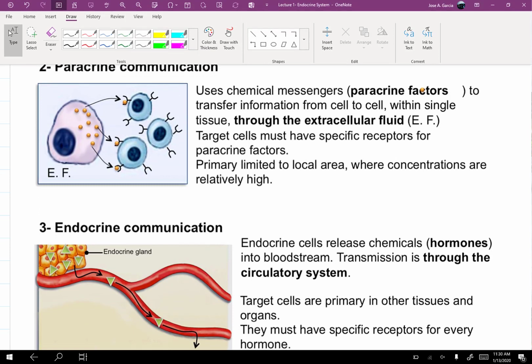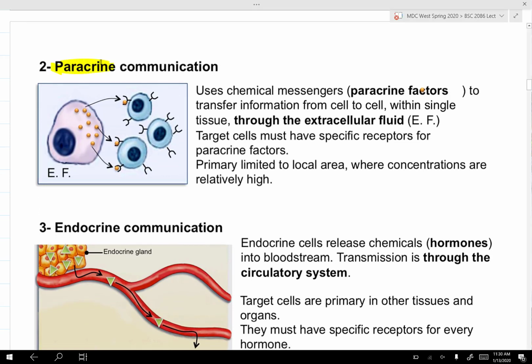Now the next one that we have is paracrine communication. So para means on the surrounding. So these are going to be hormones, right, or factors that are going to be secreted by cells, and they're going to work locally. So these paracrine factors are going to travel through the extracellular fluid. So in other words, they're not going to go from one cell to the next, but from within the cell to the outside of the cell, extracellularly, and then into the other cell, right? So this is paracrine, and this is again in a local area.